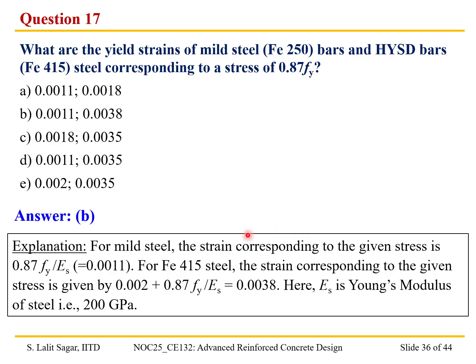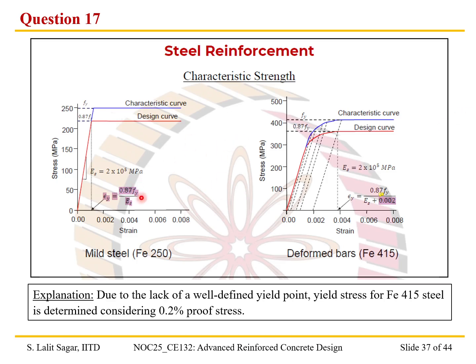And for Fe415, we are going to determine by the 0.2% offset method, that is 0.002 plus 0.87 Fy divided by Es, that is 0.87 into 415 divided by 2 into 10 to the power 5, which gives us a value of 0.0038. So option B is the right answer, and the strain corresponding to 0.87 Fy for mild steel rebars and HYSD rebars are 0.0011 and 0.0038. This is the representation over here. Here we're going to divide it by Es straight away, and here we're going to use the 0.2% offset method.